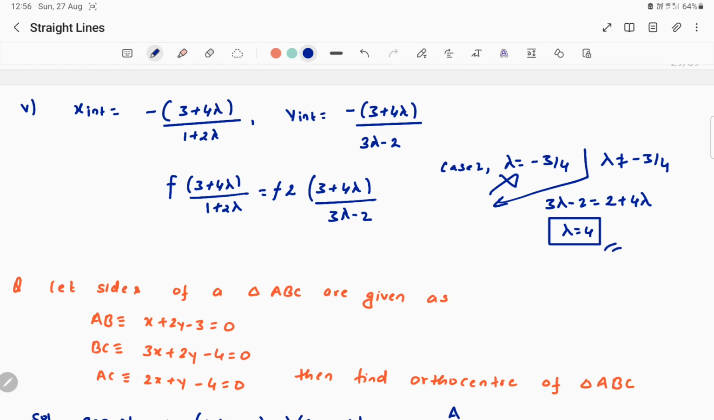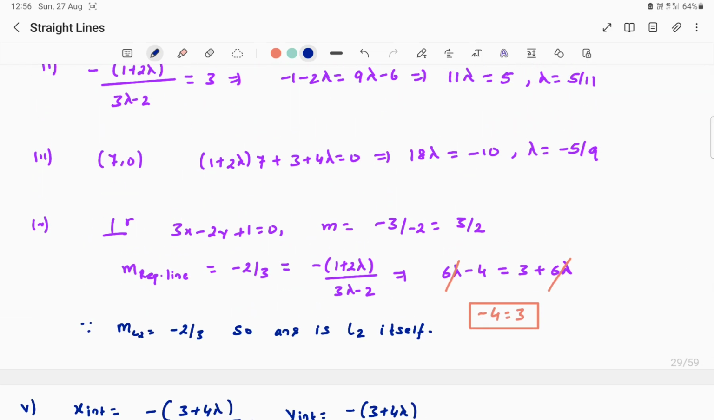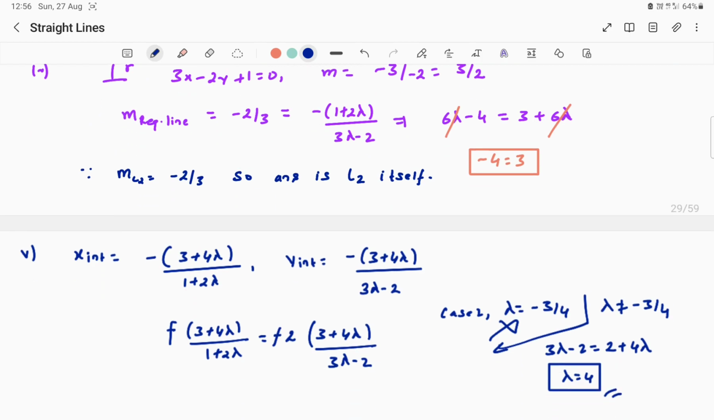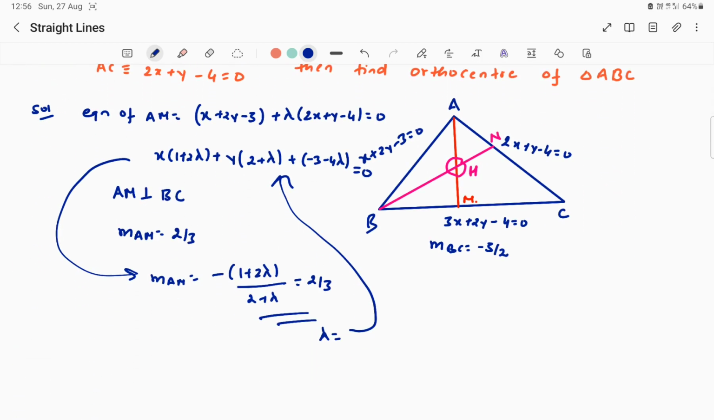This lambda equal to 4 can be substituted in that first equation, and from there you can get the required line equation. So I will say that you can substitute and evaluate it. Okay, I hope it is clear. So let's do another question. Let me again clear this out.